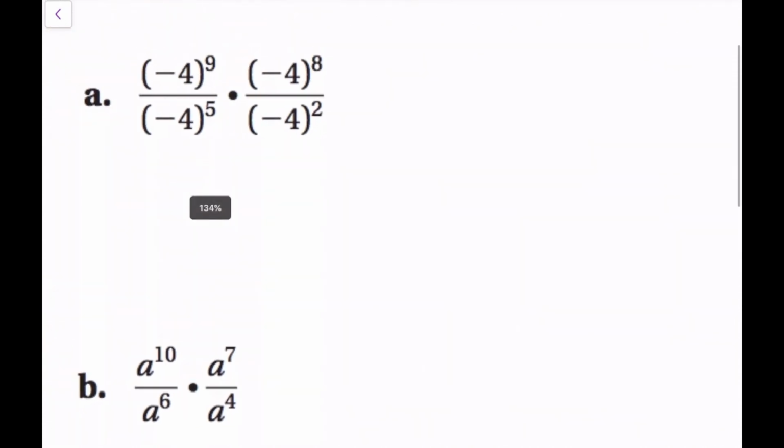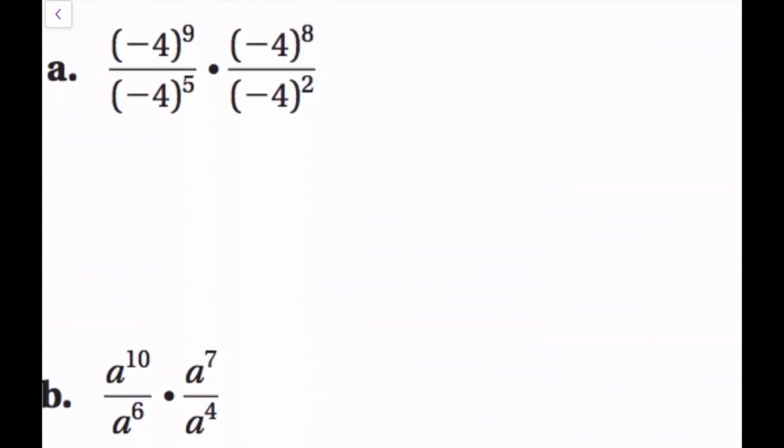So as I zoom in here, we have the quantity -4 to the 9th over the quantity -4 to the 5th times the fraction the quantity -4 to the 8th over the quantity -4 squared. So the first way I'm going to do it is I'm going to subtract the exponents here first and then multiply.